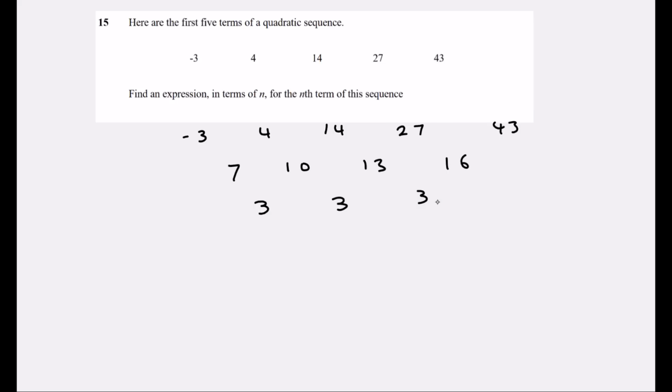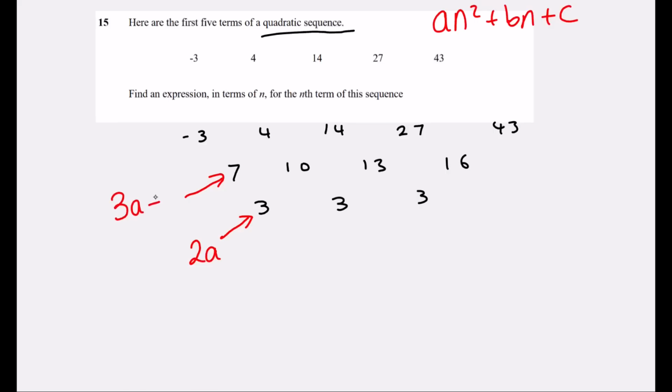The second difference is always the same in a quadratic sequence. So I've remembered that this term here is 2a. The quadratic nth term is an squared plus bn plus c. The second difference is 2a. The difference between the first two terms is 3a plus b. And the first term is always a plus b plus c. So we can use this to work out what a, b, and c are.